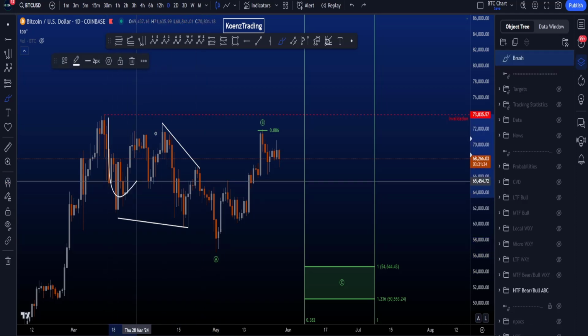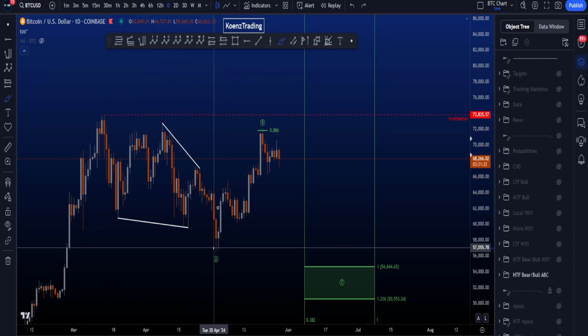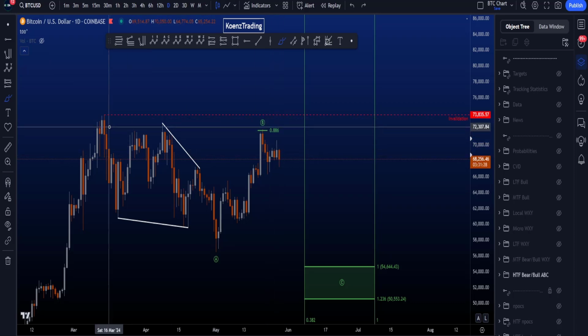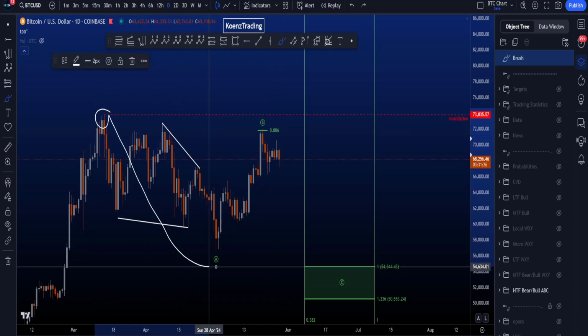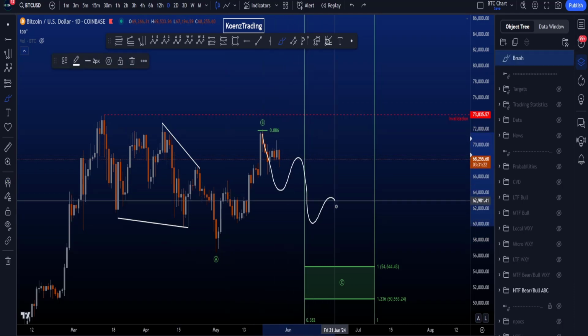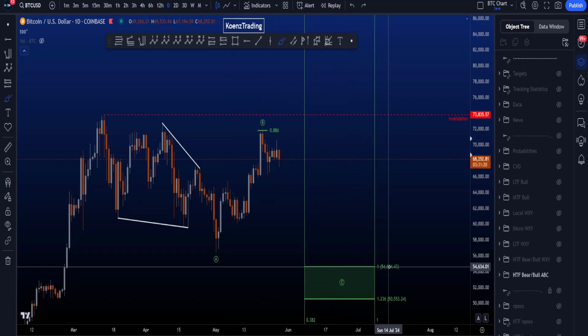Wave A is a leading diagonal, a 5-wave structure, wave B a 3-wave zigzag touching the 0.886, which is a common target for B, taken from the start to the end of A, and then we're looking for a bigger 5-wave structure to the downside in a wave C.